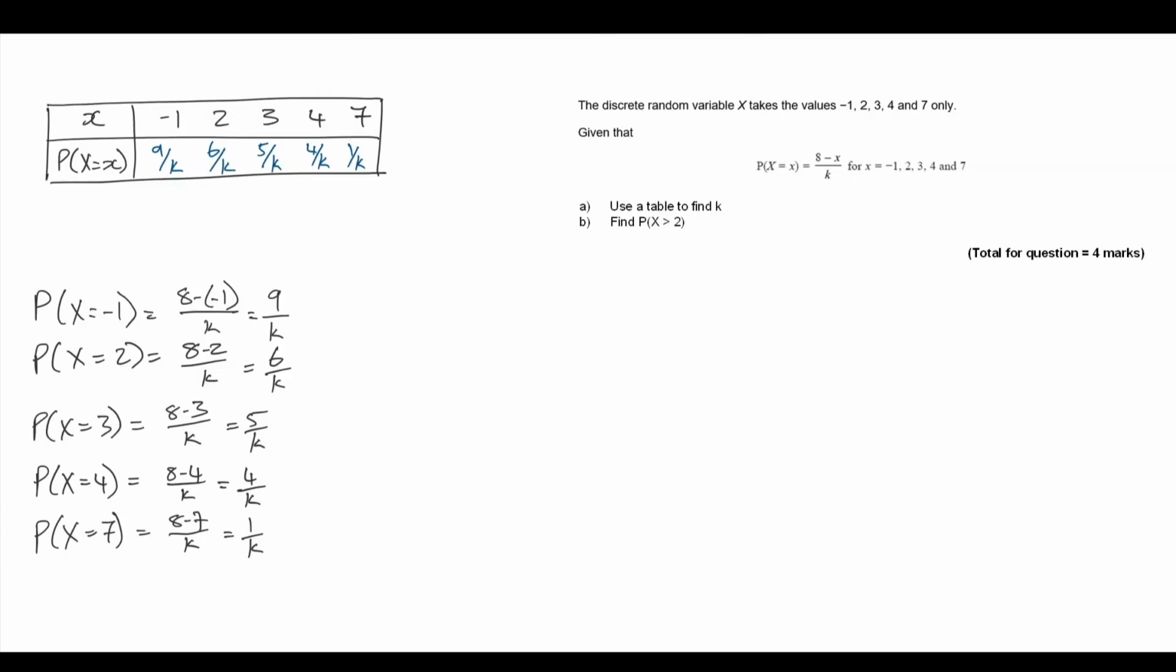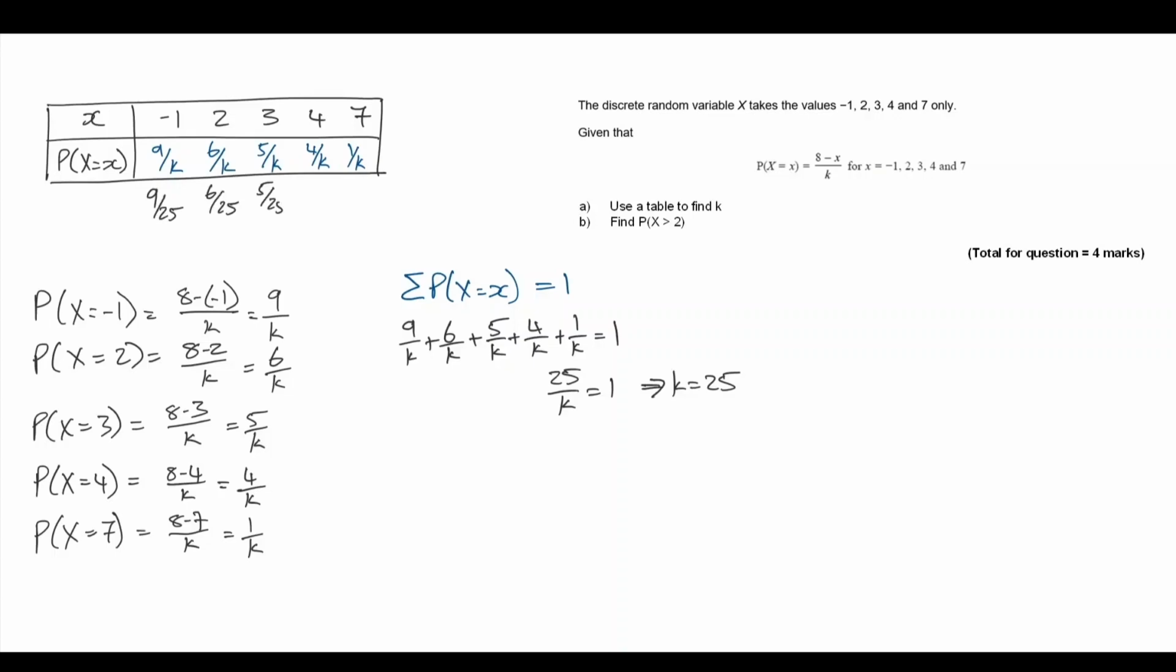We should know that all of these probabilities are going to sum and give us 1. The sum of all the probabilities in a discrete random variable in a probability distribution is always going to be 1. So here's our fraction: 25 over k equals 1. k must equal 25.